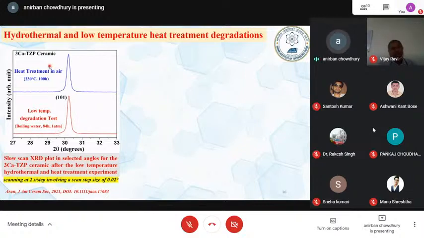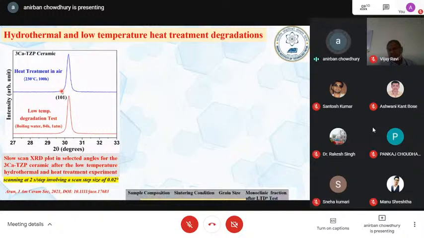We also did experiments of more than 4 days of low temperature degradation heat treatment. This zirconia ceramic is known for degradation if you hold it at low temperature, less than 250 degrees, for long hours, 100 hours. We did it for more than 4 days. If you continuously hold it there, do you see the monoclinic phase appearing? We don't see it. So this is the robustness of our sintered ceramic target.